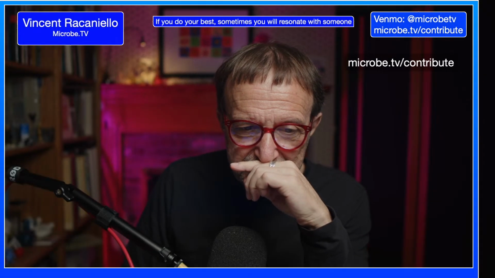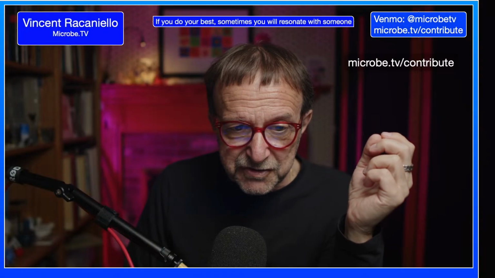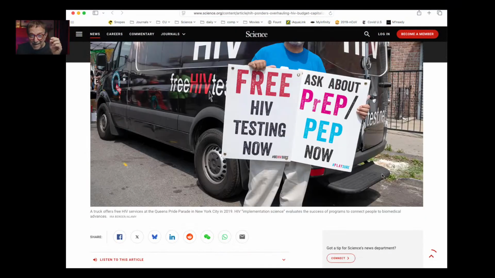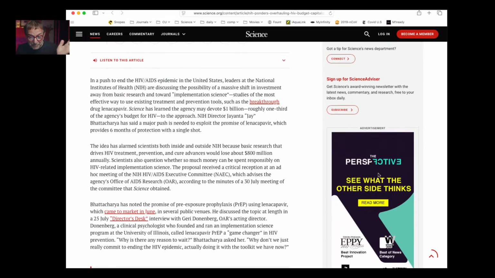First item is an article in Science. It's entitled NIH Ponders overhauling the HIV budget to capitalize on prevention breakthrough. I think I can share this. There you go. So basically, lenacapavir, right? This antiviral that we talked about on last TWIV is great for preventing infection. You get it twice a year subcutaneously and it protects you.